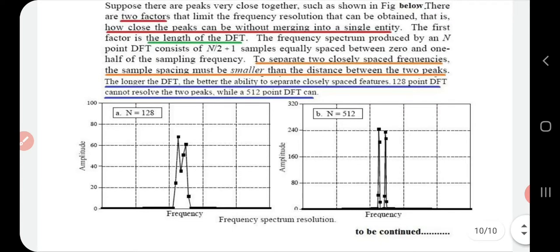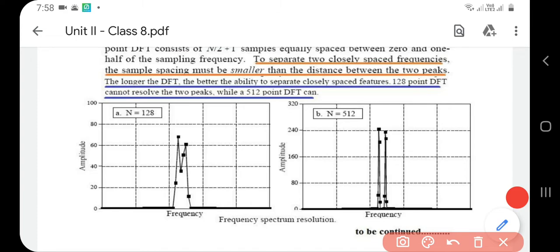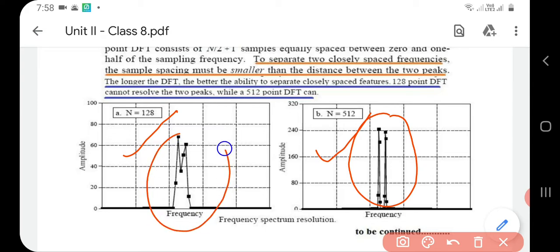And so the longer the DFT, the better the ability to separate closely spaced peaks. This is clearly shown in this example. Here we are using a 128 point DFT and a 512 point DFT. The 512 length DFT has resolved the two peaks very clearly when compared to the 128 point DFT. This is highly resolved because the length of DFT used is high. Here resolution is poor because the length of DFT used is less. That is, a longer DFT has a higher ability to separate two closely spaced peaks.